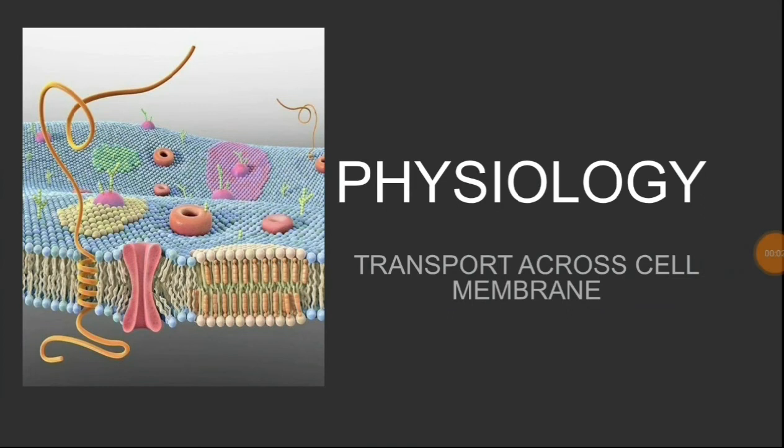Hey guys, welcome to Proactive Prudence, and in this video we'll be studying physiology, which contains the second part of physiology, that is transport across cell membrane. So what is transport across cell membrane? It is the movement that occurs inside the cell and to the exterior of the cell through a membrane called cell membrane, which acts as a barrier between extracellular and intracellular components.